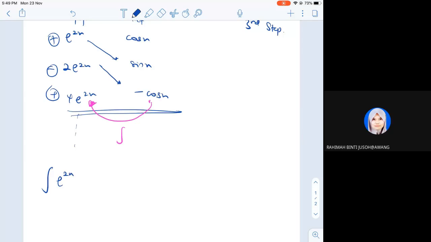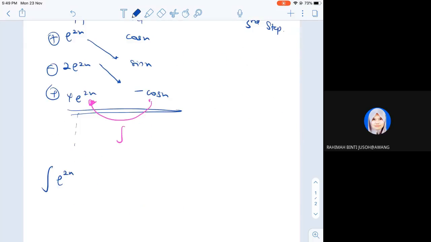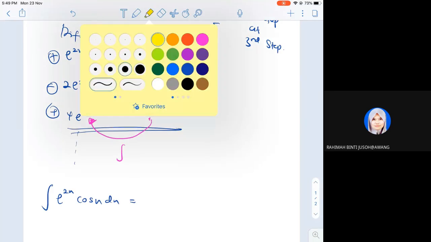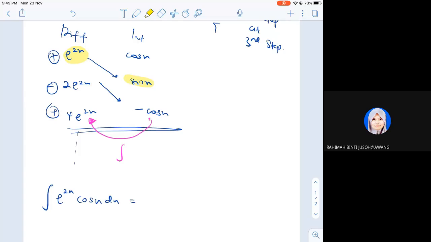No. Tak. Okay. So integration of exponent 2x cos x dx is equals to, okay, listen here carefully. The answer is, we have to multiply exponent 2x with sine x, right? So exponent 2x sine x, and then multiply negative 2 exponent 2x with negative cos x. So we get a plus, right? 2 exponent 2x cos x.